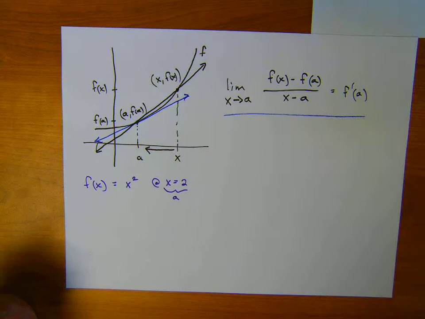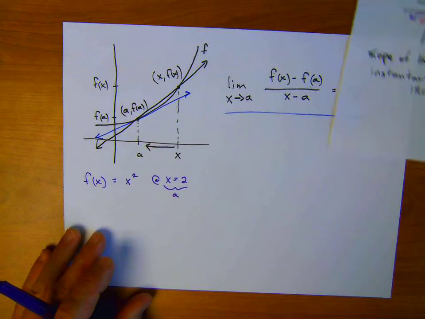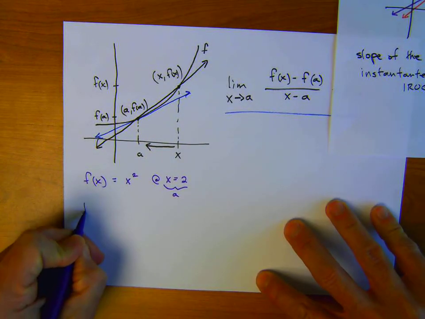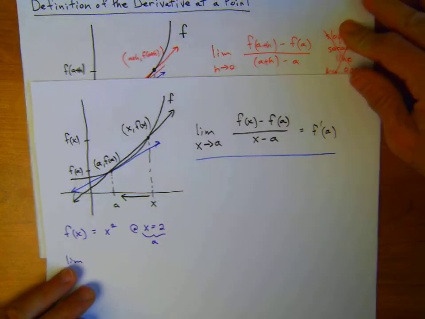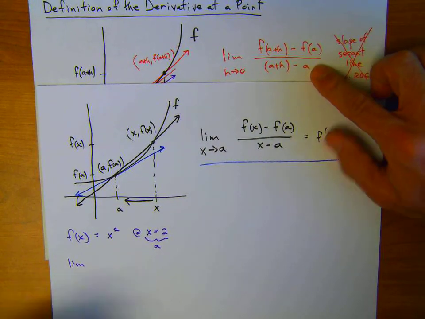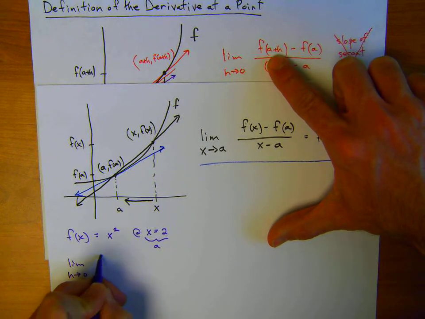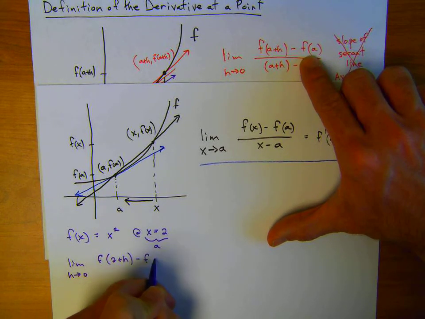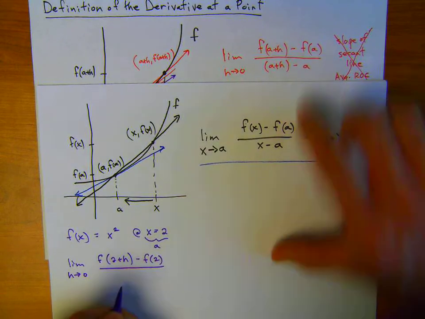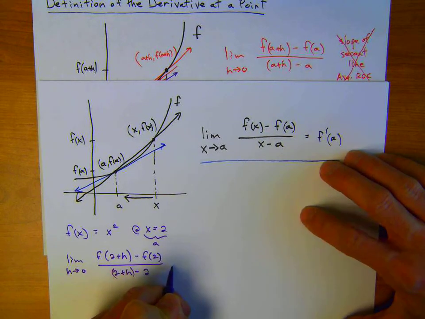So let's use this one first. If I write this out, then I'm going to have the limit, let's just borrow it here so you can kind of see where I'm plugging things in. We're going to use this formula here. So I'm taking the limit as h goes to 0 of f of a, which is 2, so that's f of 2 plus h, minus f of 2, because that's our a, over 2 plus h minus 2. All right, so we can simplify that.